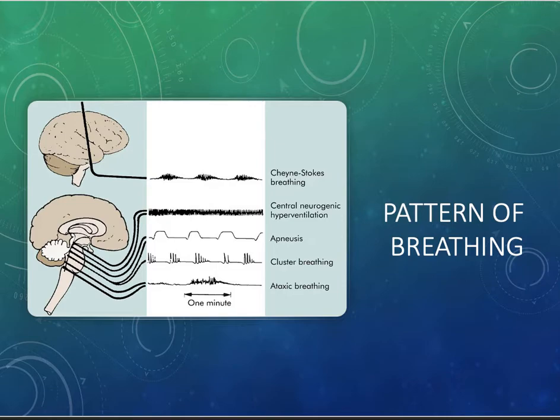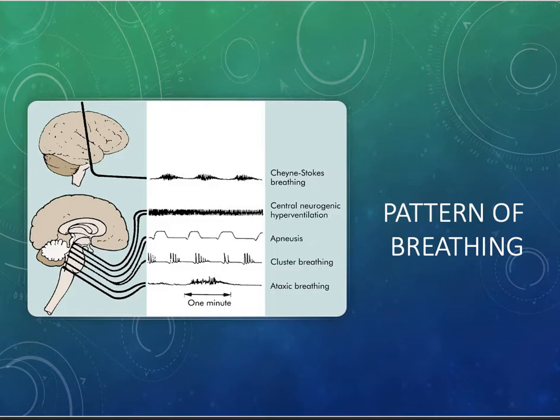Central neurogenic hyperventilation is characterized by deep, fast breaths that are occurring at least 25 a minute, and that respiratory rate will get more irregular. This is typically a sign that the patient's going to go into a coma, okay, when we have a central neurogenic hyperventilation.